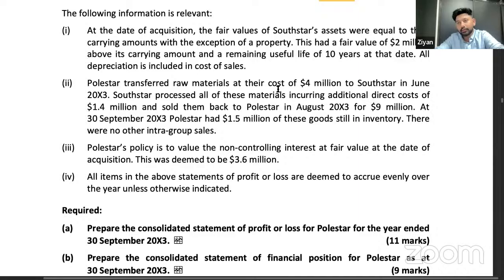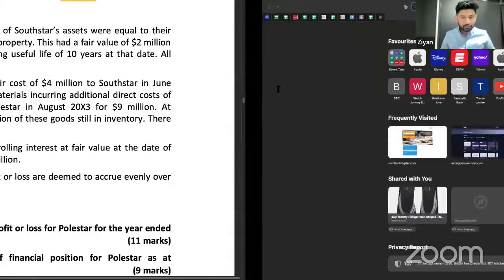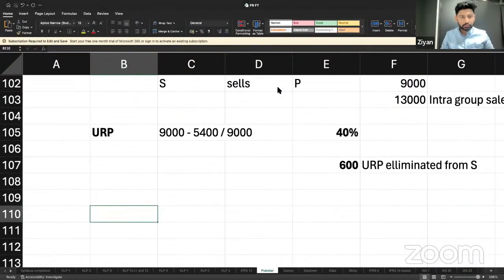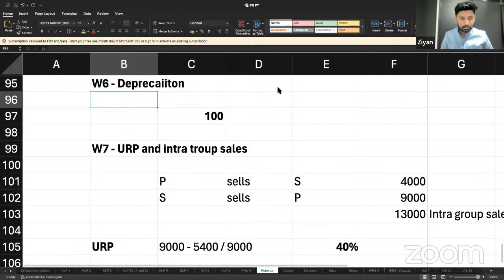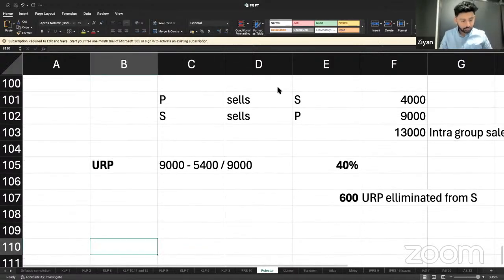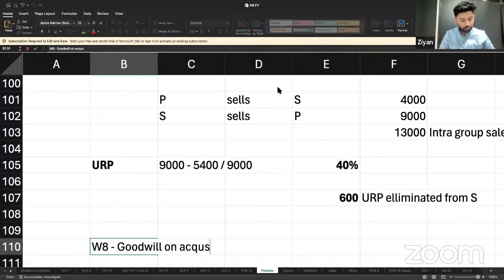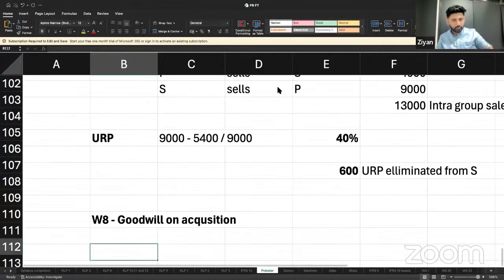All the workings are done. What's next? Notes are done. What's next? There you go. By now, it has to be goodwill. So coming back, let's do goodwill together. That will be working 8. W8, goodwill on acquisition. For goodwill, what do I require?